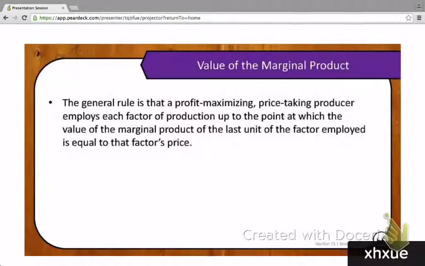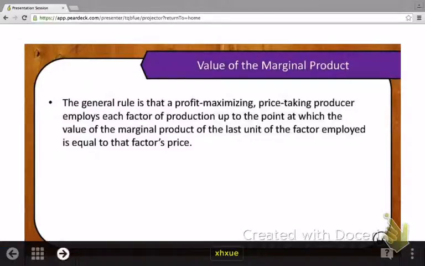And the general rule is that a profit-maximizing, price-taking producer employs each factor of production up to the point at which the value of the marginal product of the last unit of the factor employed is equal to that factor's price. Very similar to all these other rules on marginal analysis that we've discovered before.